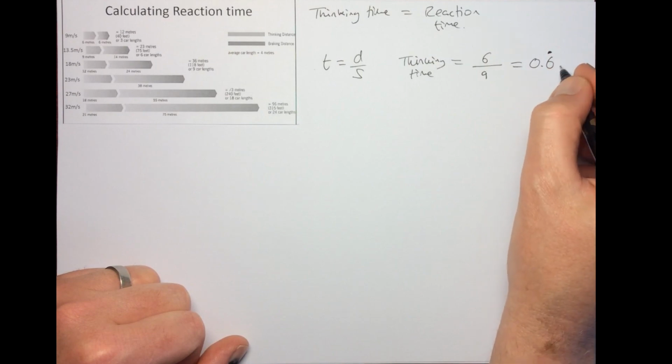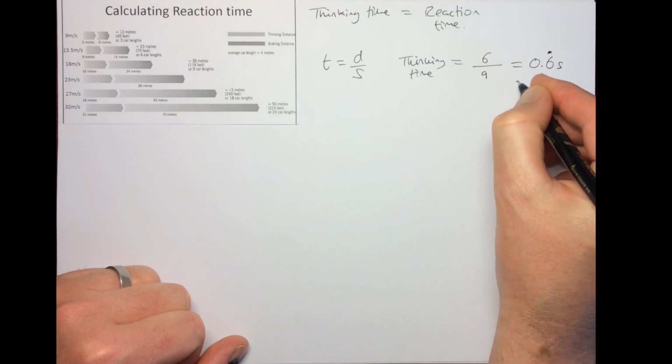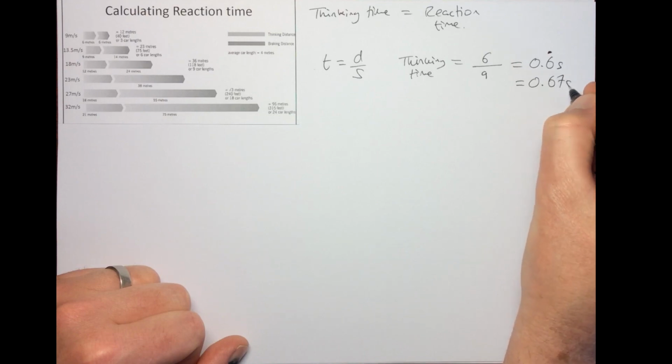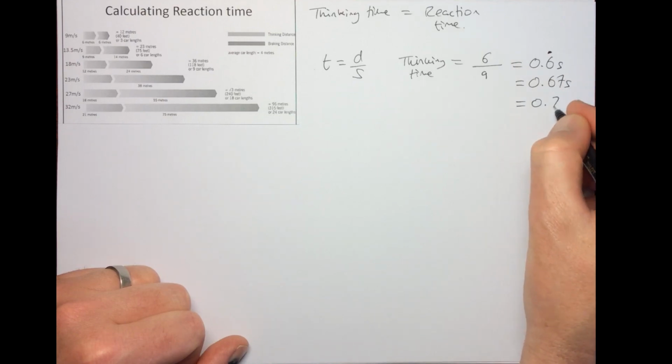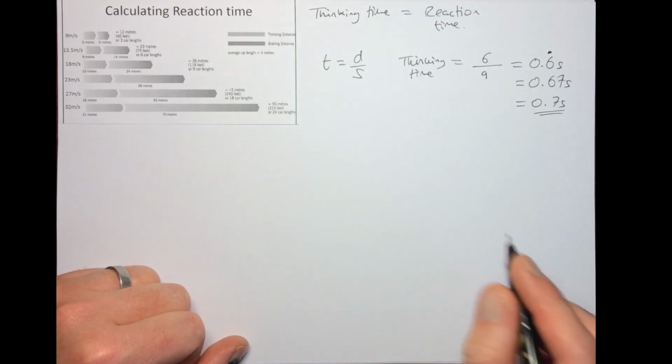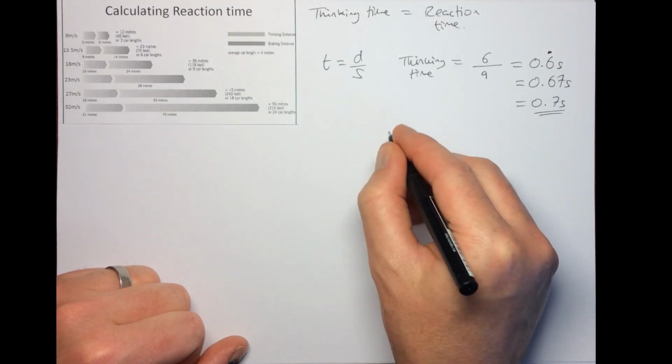Now, do not forget, you must write either the recurring symbol above, or you could write 0.67, or you could write 0.7. I would probably do it to 2 decimal places, 0.67. But do not write 0.66, because that's not correct.